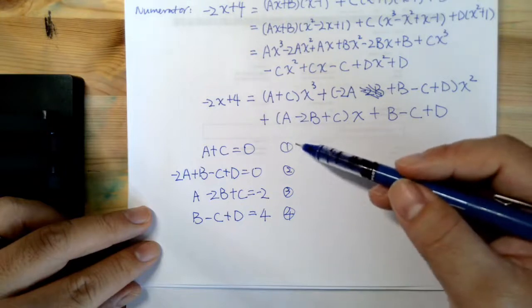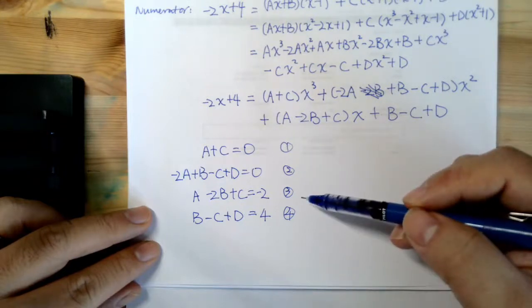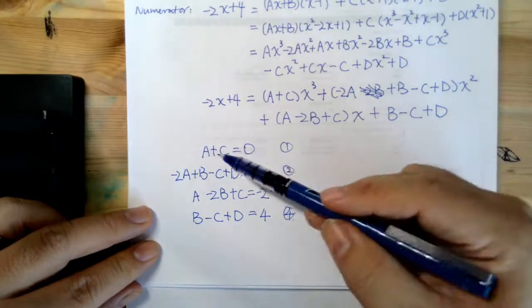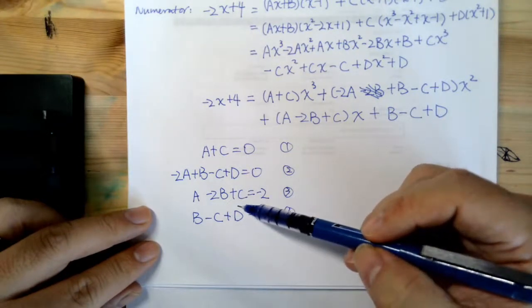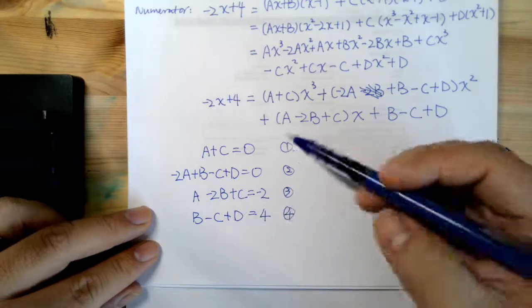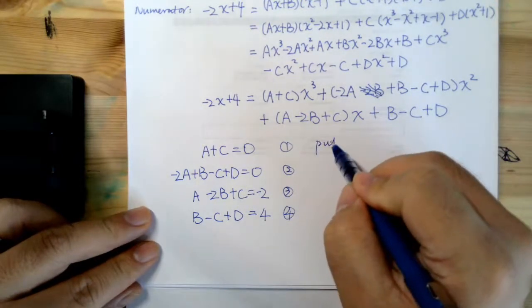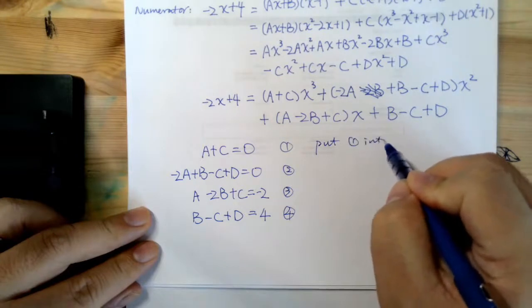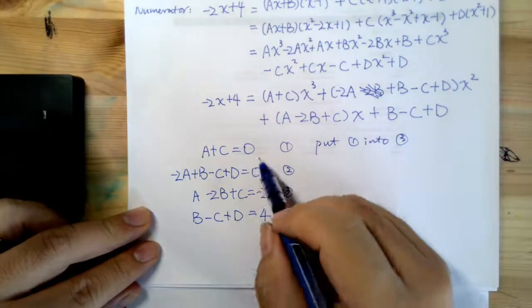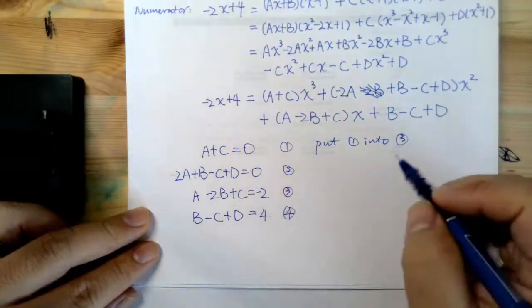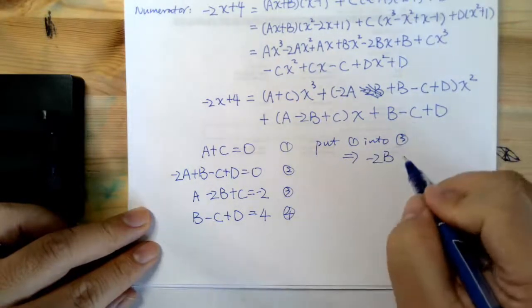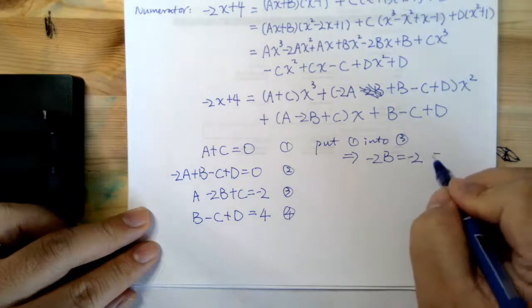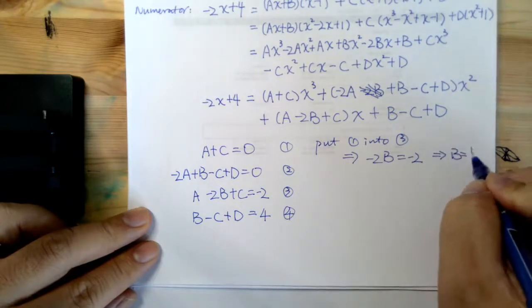If you look at equations 1 and 3, you will see that a plus c is 0, and a minus 2b plus c equals minus 2. So if we substitute a plus c with 0, it turns out we have minus 2b equals minus 2, and then we get b equals 1.